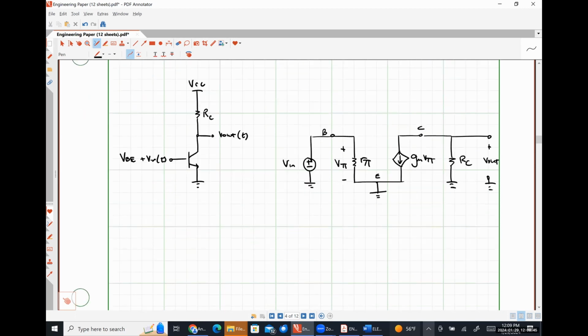So V out is equal to negative GM V pi RC. All right. How is V pi related to Vin? They're the same thing. The positive polarity terminal of Vin is at the base terminal, the negative polarity terminal is at ground. The positive polarity terminal of V pi is the base, the negative polarity terminal is at ground. So that means this is negative GM RC times Vin. From this, our small signal voltage gain is negative GM RC. One down.